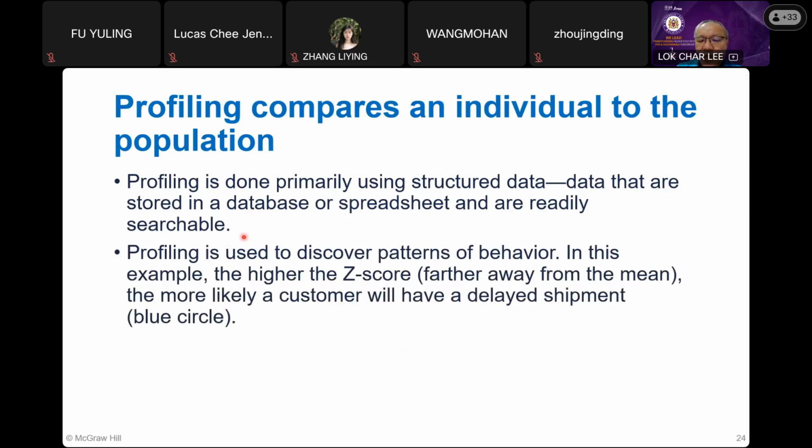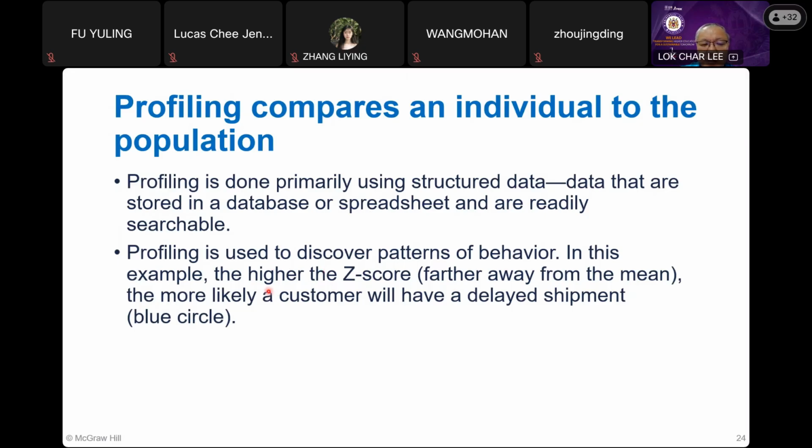In the first week, I mentioned that data sets could have structured data and unstructured data. The definition of structured data means the data are organized and stored in the database. So they are structured data in spreadsheets, and are readily searchable. Okay, so profiling is used to discover patterns of behavior.